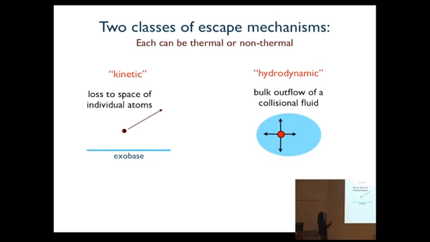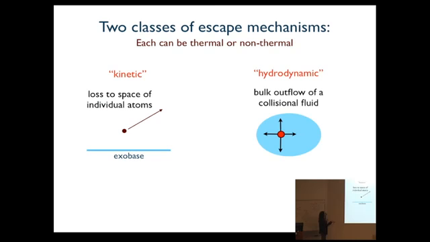I have two classes of escape mechanisms. Each can be thermal or non-thermal. So you can have kinetic escape. I mean by that loss to space of individual atoms. So there's some height in the atmosphere called the exobase above.